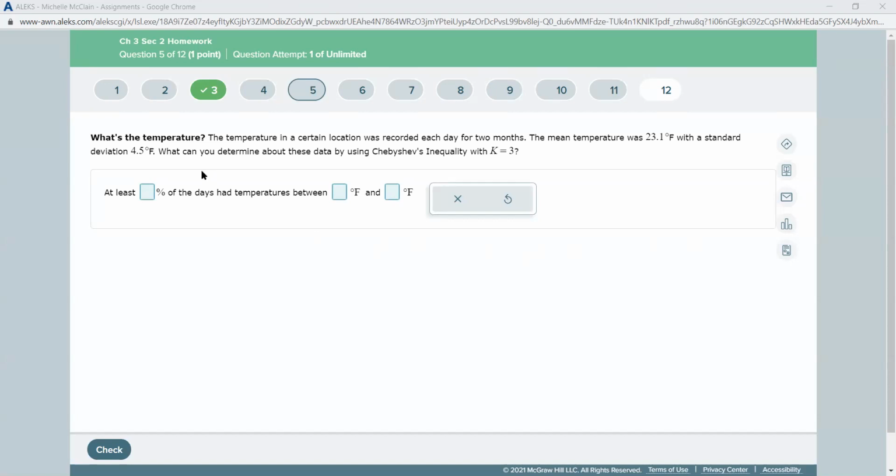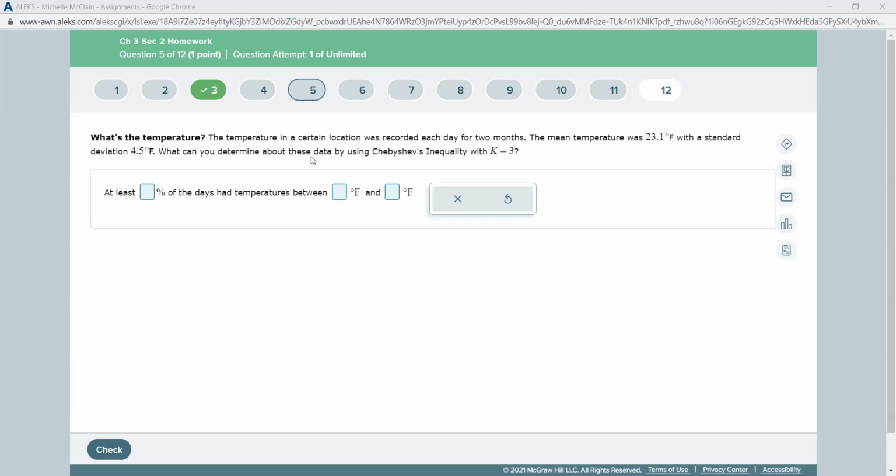So let's take a look at our problem. It says, what's the temperature? The temperature in a certain location was recorded each day for 2 months. The mean temperature was 23.1 degrees Fahrenheit. So this is important. If you're taking notes for this problem, I would jot down mu equals 23.1. We're going to need that to help calculate our solution, with a standard deviation of 4.5 degrees Fahrenheit. So they told us sigma, I would jot down sigma equals 4.5.